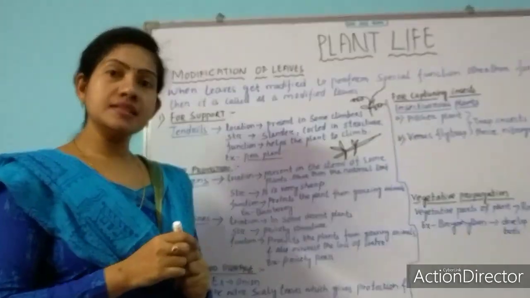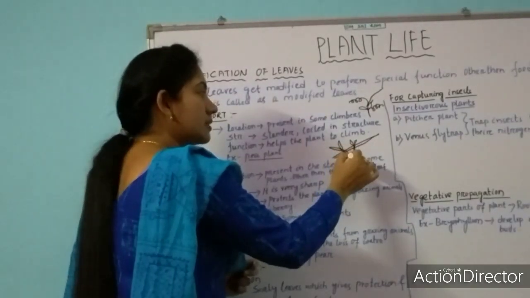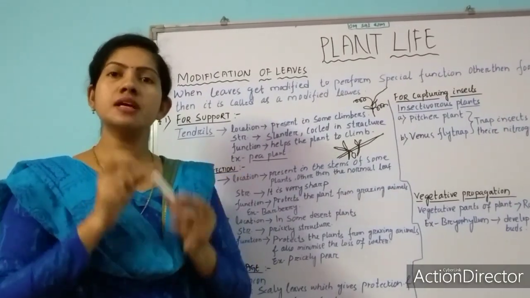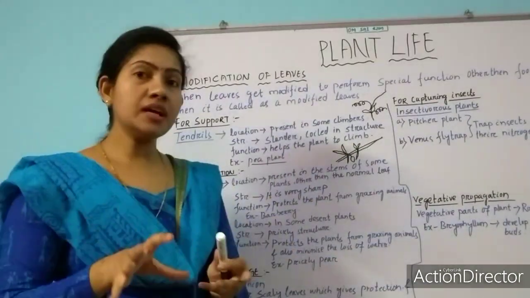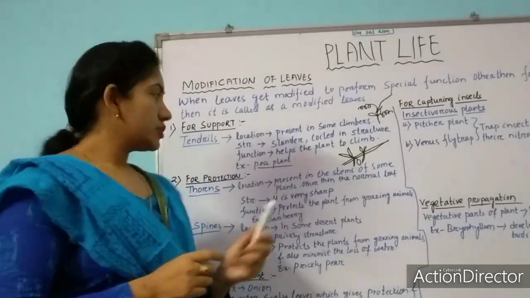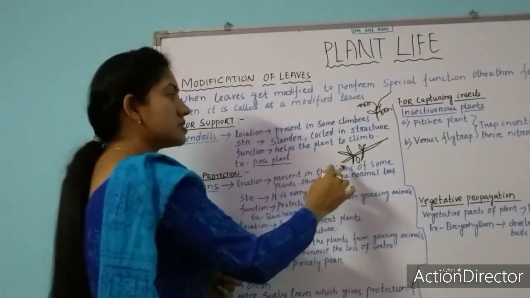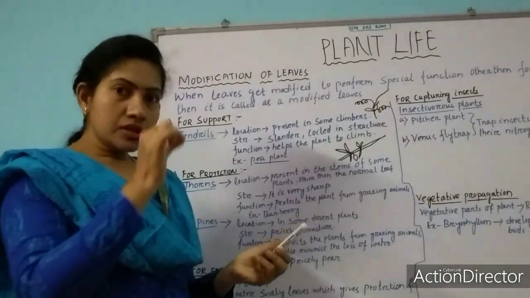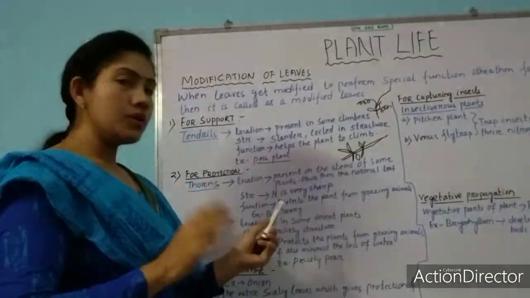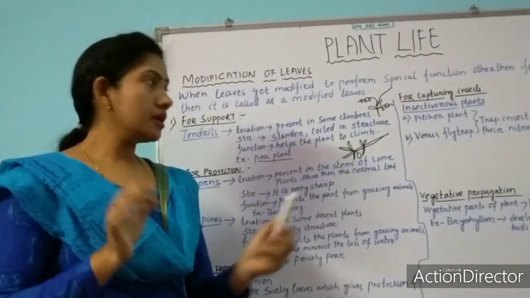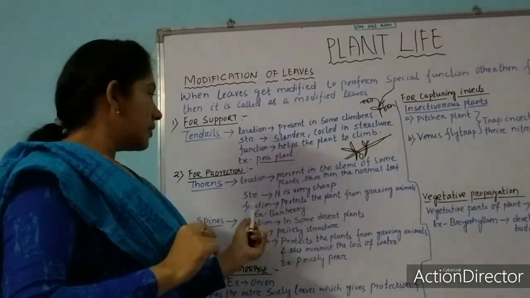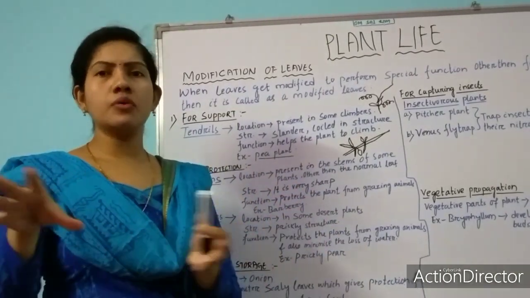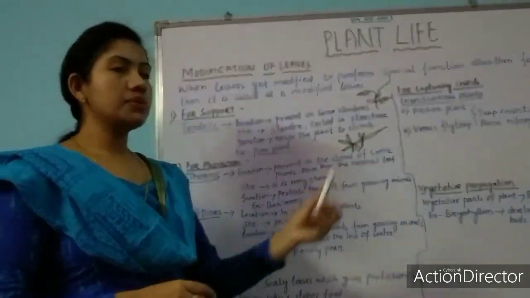Why does it need protection? As I said, these plants carry berries which are sweet in taste. So grazing animals want to take those berries as their food. These thorns protect the barberry plant from grazing animals. Location: present on the stems of some plants, other than the normal leaf. Structure: it is very sharp in appearance. Function: protects the plant from grazing animals like a cow or dog. Example: barberry.